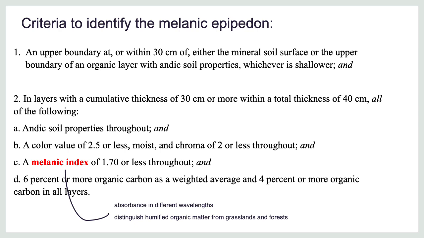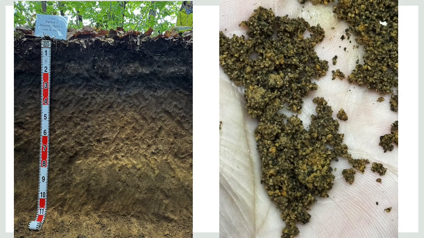Oh, and I forgot to mention the letter D: 6% or more organic carbon as a weighted average and 4% or more organic carbon in all layers. And you can see that's all of them. So we need to fit all of these letters, A to D.